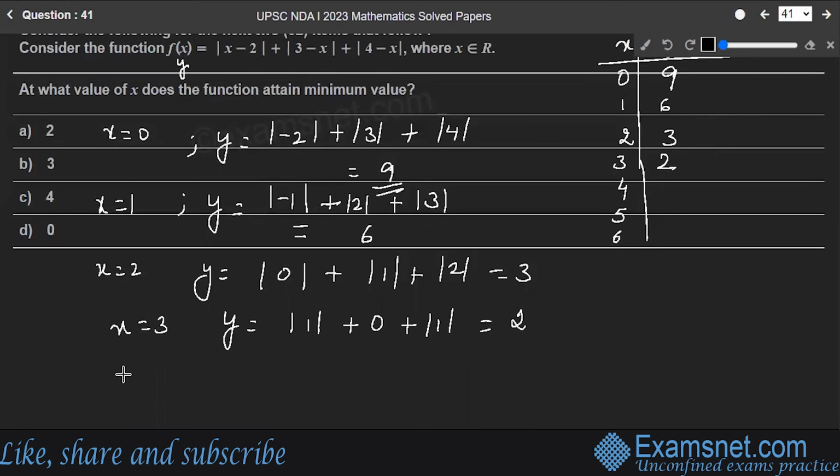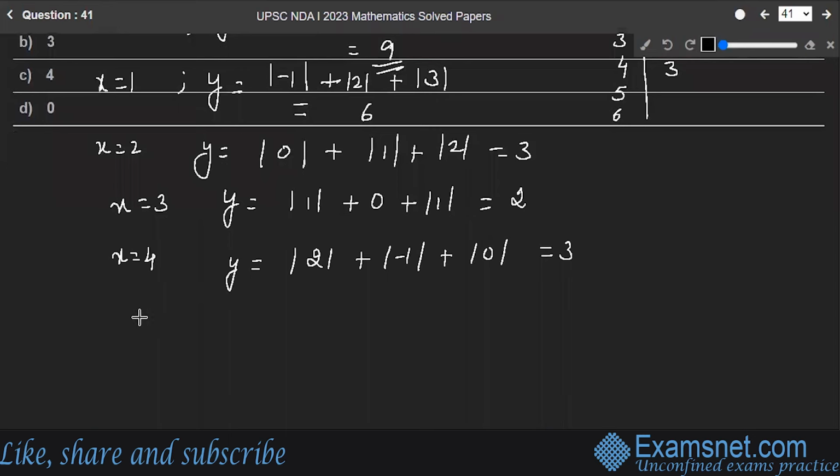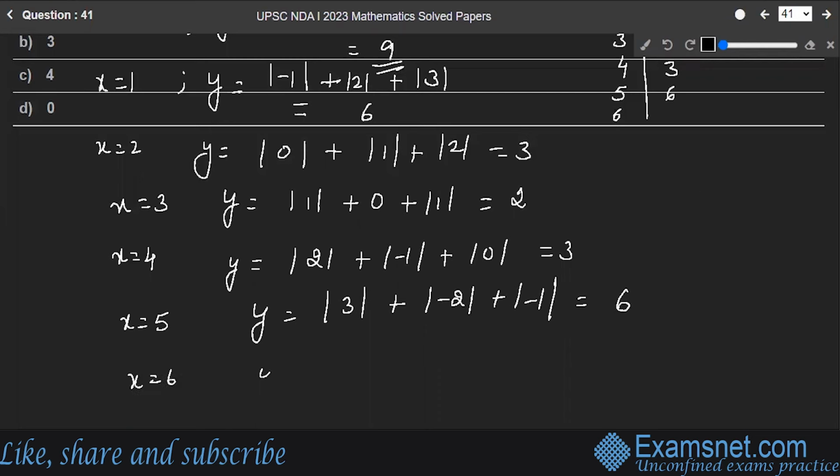Okay. And x is equal to 4. The value of y will be mod of 2 plus minus 1 plus 0, which is 3 again. So x is equal to 5. I put x is equal to 5. This will be 3 minus 2 minus 1. This is equal to 6. X is equal to 6. Y is equal to 4 plus 3 plus minus 3 actually. And here is minus 2, which is equal to 9.